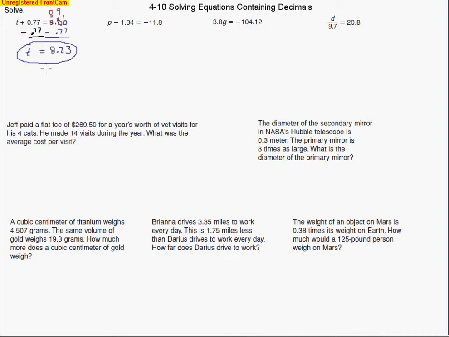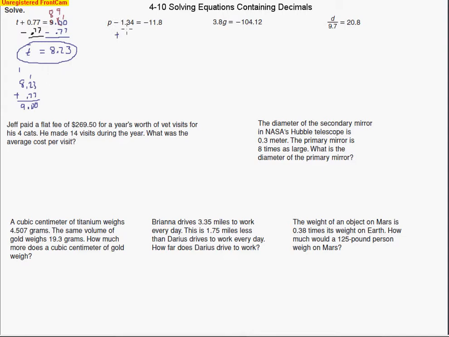And of course, we can check our answer by just adding the two numbers. See, 8 and 23 hundredths plus the 77 hundredths should end up adding to make 9. And when you go ahead and do the adding, it sure enough does make 9. So you can always check your answer by plugging the answer back into the equation. So again, we're going to end up doing an opposite operation.